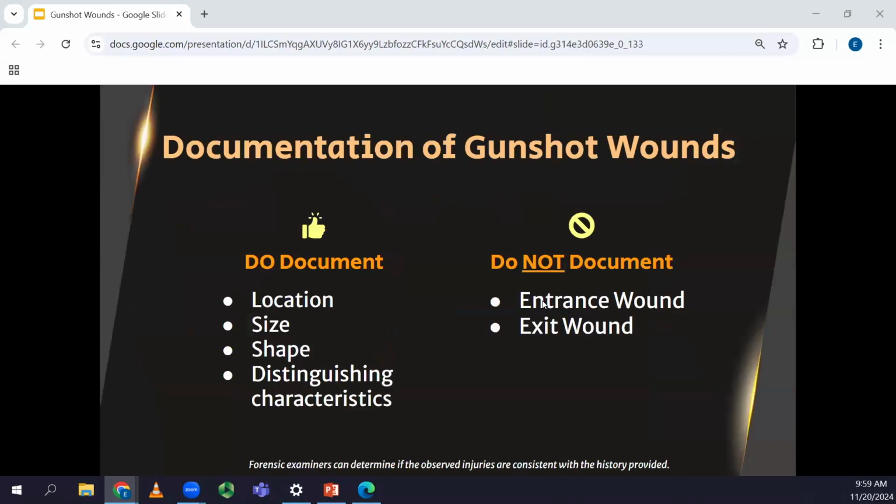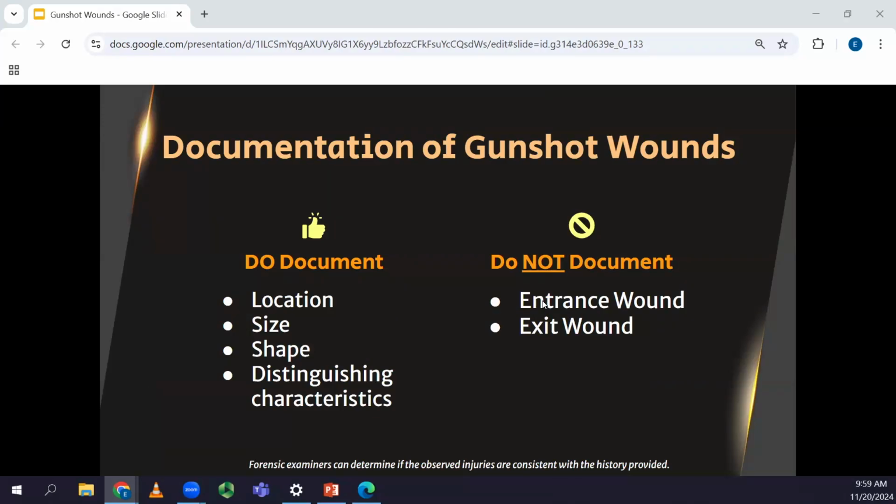When it comes to documentation, you want to document the location, the size, and the shape, which you guys did a great job of doing today. And you want to document any distinguishing forensic characteristics, like an abrasion collar. If you see soot, tattooing, or stippling that can't be wiped off, or you see a muzzle imprint, you want to document that as well.